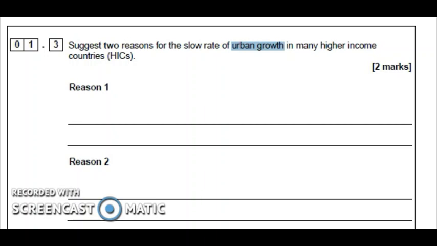In high-income countries, the industrialization, the manufacturing happened years and years ago. So one mark could be for saying that many cities in high-income countries are already overcrowded. People are already there.